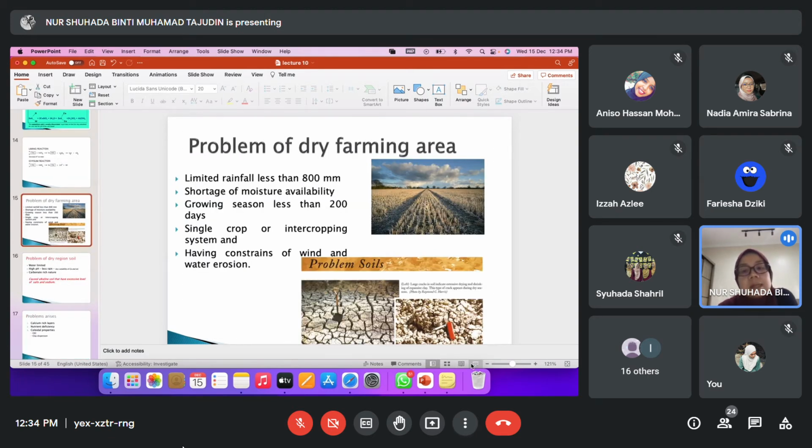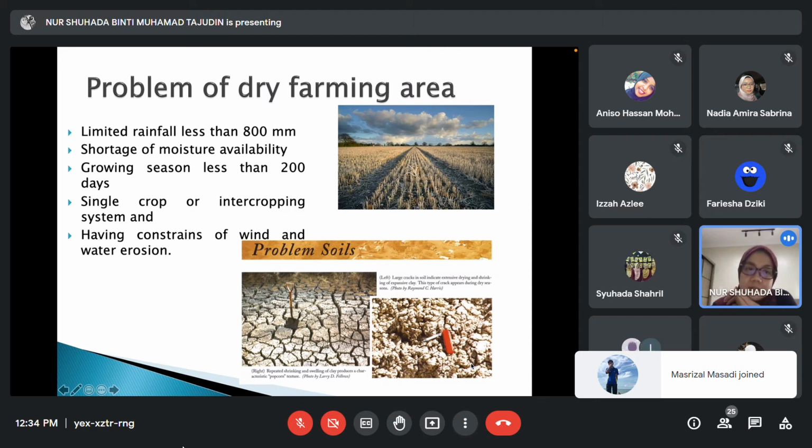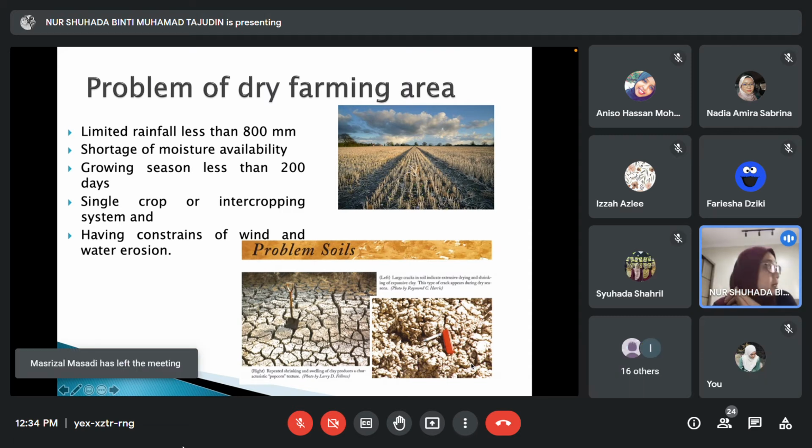Okay, so we're done with the acidic area. That is like our area. But like I said, in Mediterranean areas, which are dry areas, you have restricted content of fresh water. Okay, so limited rainfall, which is less than 800 millimeter. So there is a shortage of water supply and also moisture, and in this type of soils the growing seasons are less than 200 days. It means you cannot plant all year round. Okay, there are constraints of wind and water erosions.